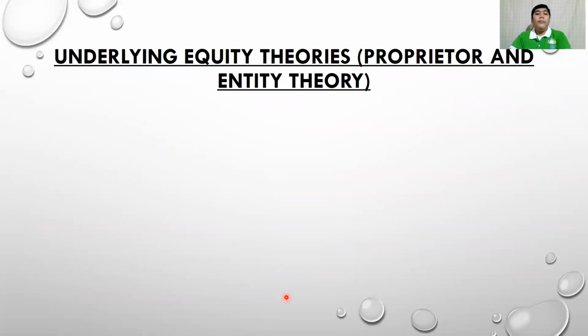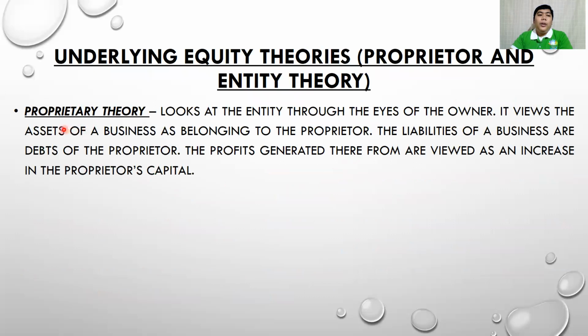Okay? So underlying equity theories, proprietary and entity. Proprietary theory means that the entity, through the eyes of the owner, views the assets of a business as belonging to the proprietor. So the liabilities of a business are debts of the proprietor, and the profits generated therefrom are viewed as an increase in the proprietor's capital.